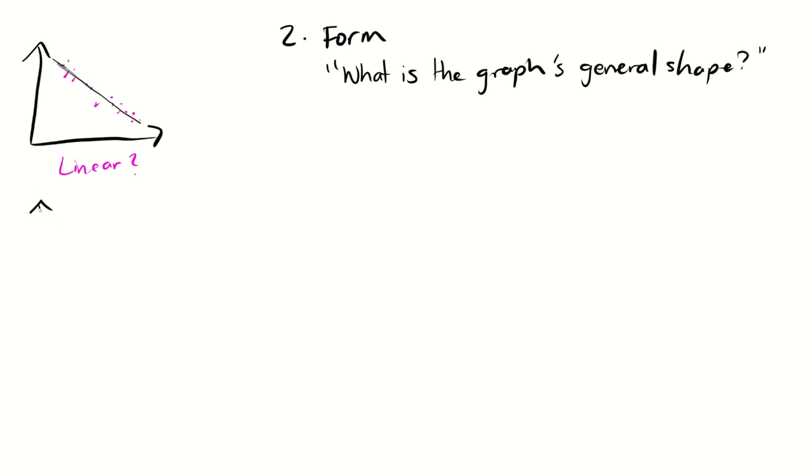Or here's another example. What if our points looked like this instead? Then our points would be along a curve. And this one could be curve form.